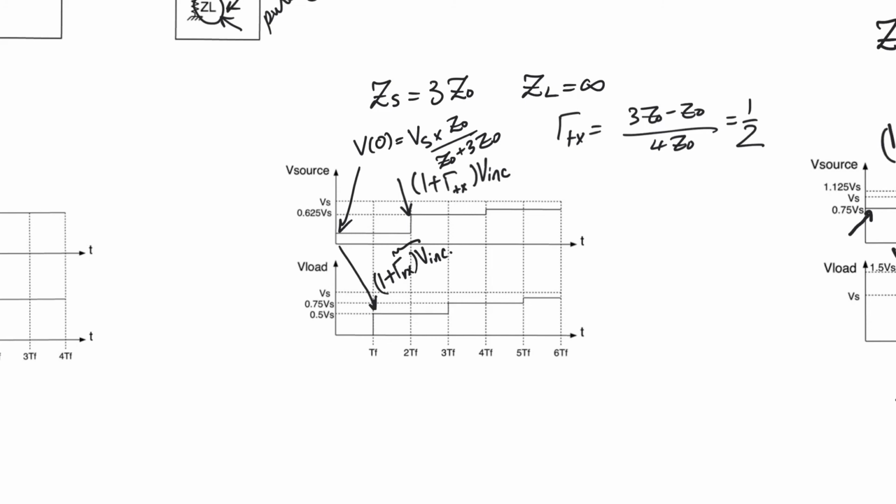And so again, it's going to reflect the component gamma Tx V incident, which goes to the load after another time of flight. And what you will observe here is that the load voltage is going to asymptotically approach the final value of Vs, and so is the source voltage, although the source voltage lags it by one time of flight. So how many times of flight do you have to accept as the total delay of the transmission line depends on how close to Vs you want to end up being.